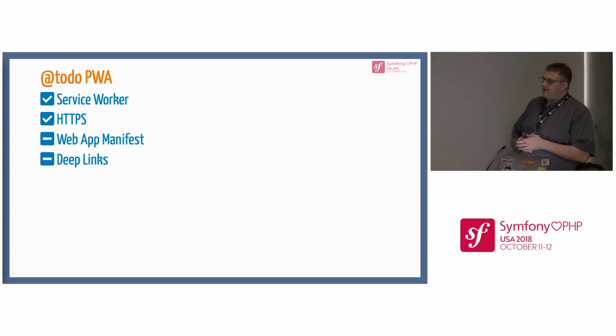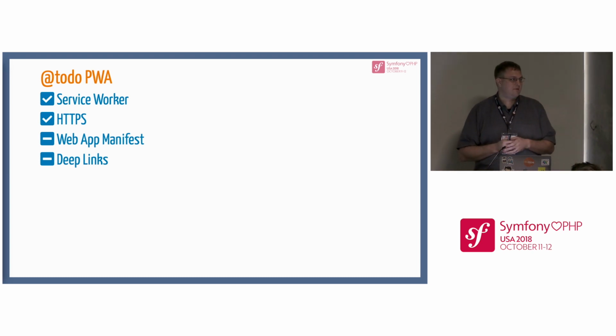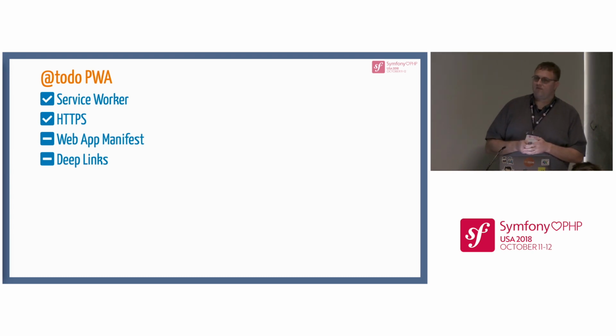You have to write a web app manifest. You can actually do this freehand, though there are certainly tools to do it. It's like 15 lines of XML that say what your icons look like on a phone of various sizes. And you need to support deep links.